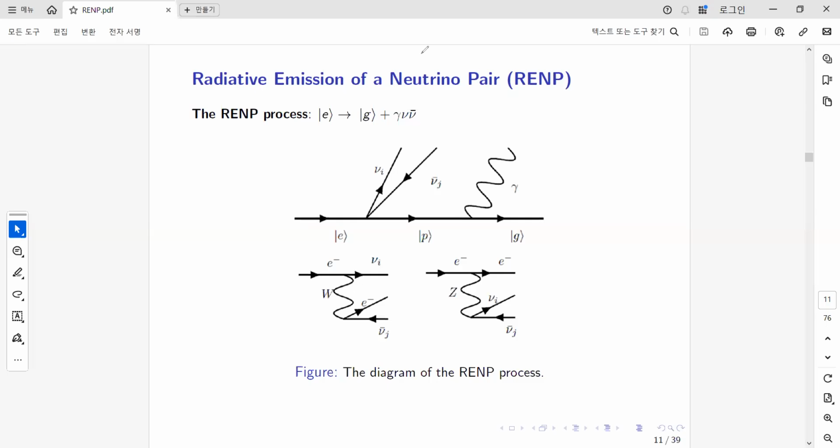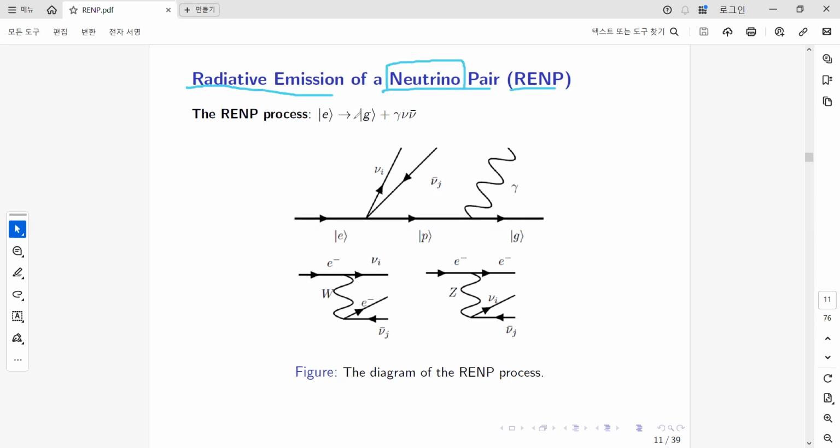Okay, today I will talk about one very interesting phenomenon of neutrino physics, which is called the radiative emission of neutrino pair, briefly RENP. This is one of the very interesting phenomena of the neutrino. The neutrino might be emitted from the atomic system.